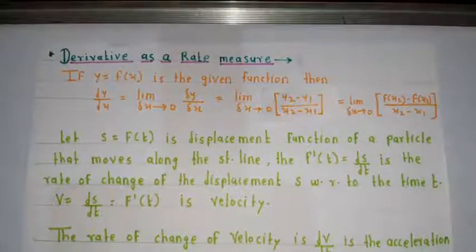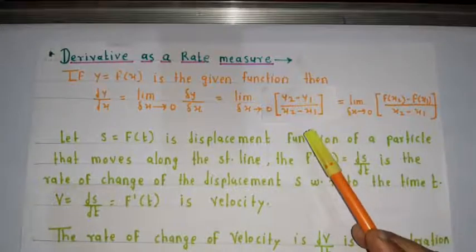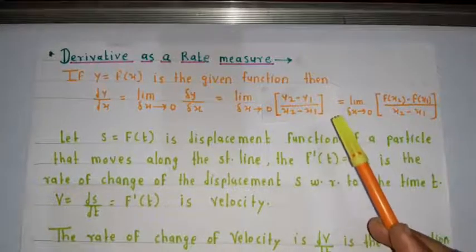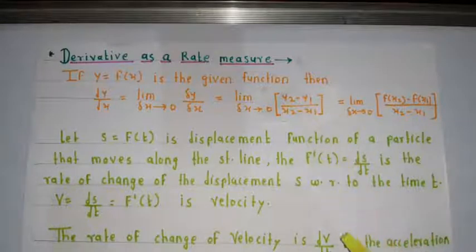This is the definition of derivative. From the definition, it is very clear that derivative is nothing but the rate of change of y with respect to x. And here y2 minus y1 is the change in y, and x2 minus x1 is the change in x. The ratio y2 minus y1 upon x2 minus x1 indicates the rate of change of y with respect to x.